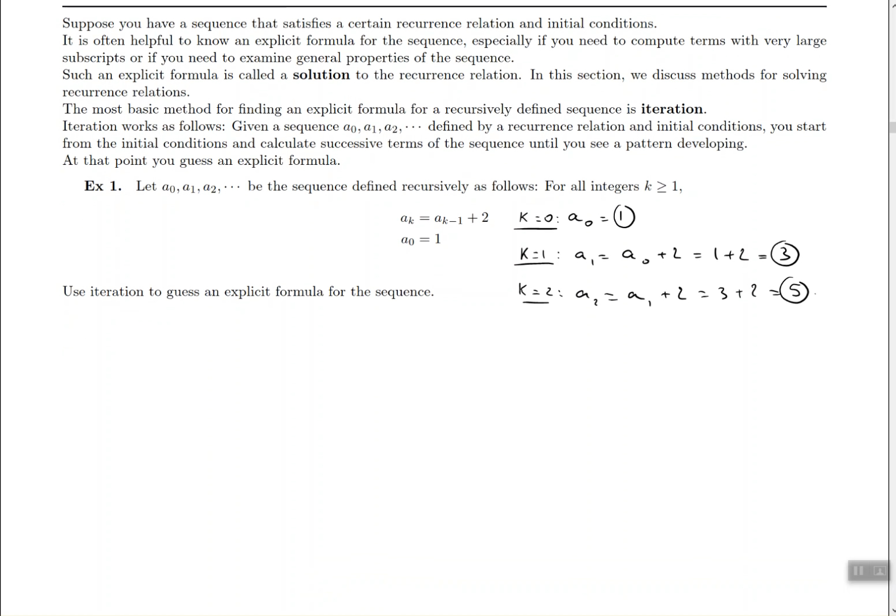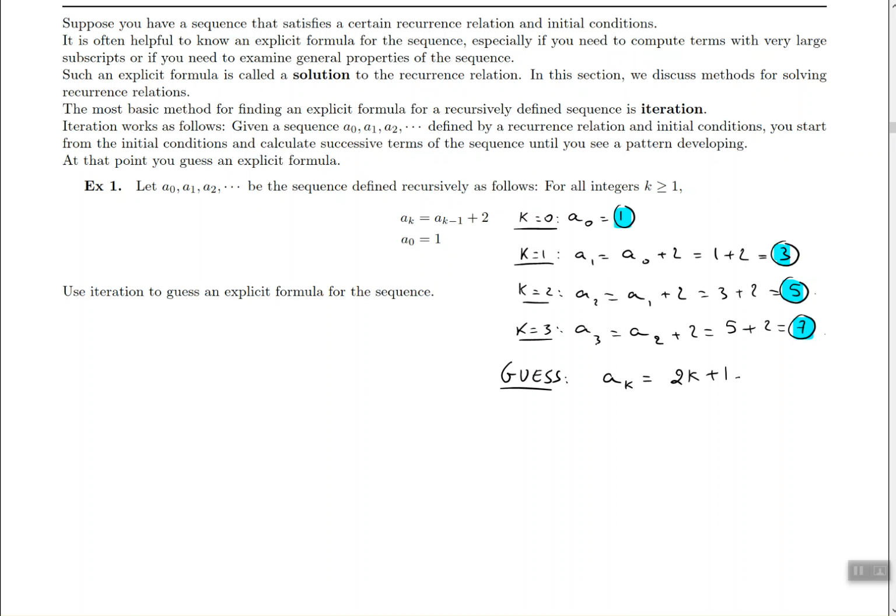All right, and let's do one more, and I think you will notice the pattern. So when k is 3, we get a3, which is going to be a3 minus 1, which is a2, plus 2. And that's going to be the previous guy, 5 plus 2, which is now going to be 7. So it seems like we're getting odd numbers always. So it seems like we have 1, 3, 5, 7. So in general, my guess is this. If I wanted the kth term, then to go from 3 to 7 or 2 to 5 or 1 to 3, I'm going to have to take the index that I started with, k, and multiply it by 2 and then add 1.